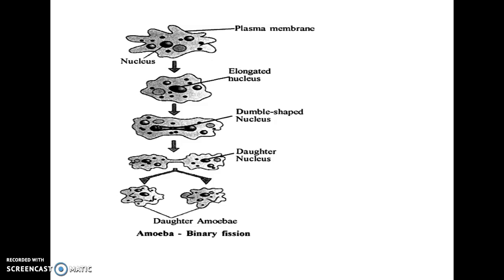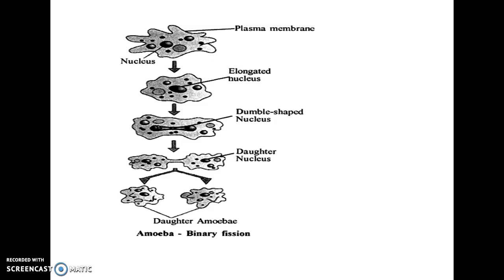So in protists and monerans, the parent cell divides into two, giving rise to new individuals. Thus, in these organisms, cell division is itself a mode of reproduction. That's why they are said to be immortal. So I think now you got the answer, isn't it?